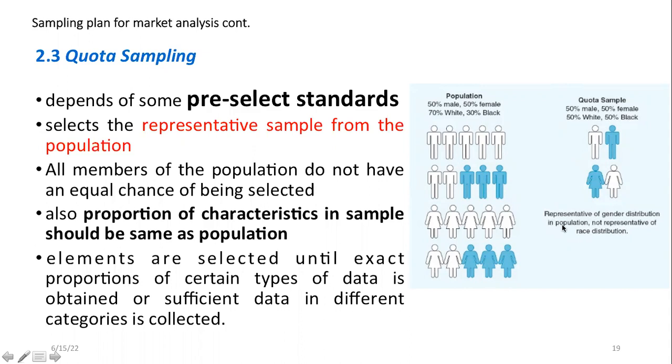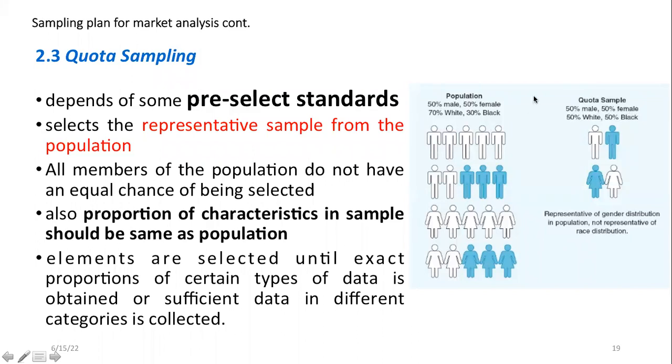Representative of gender distribution in the population, not representative of the race distribution. Here, in this quota sample, they have considered only the gender balance, but not the race, right? All members of the population do not have an equal chance. In non-probabilistic methods, they don't have an equal chance. Also, the proportion of characteristics in the sample should be the same as the population.